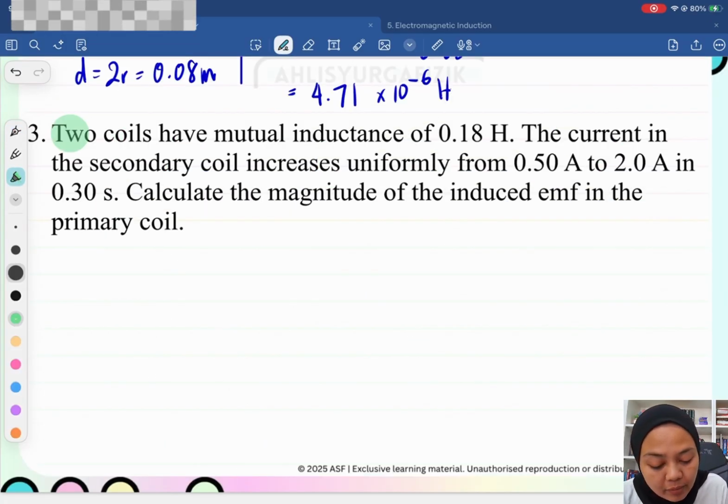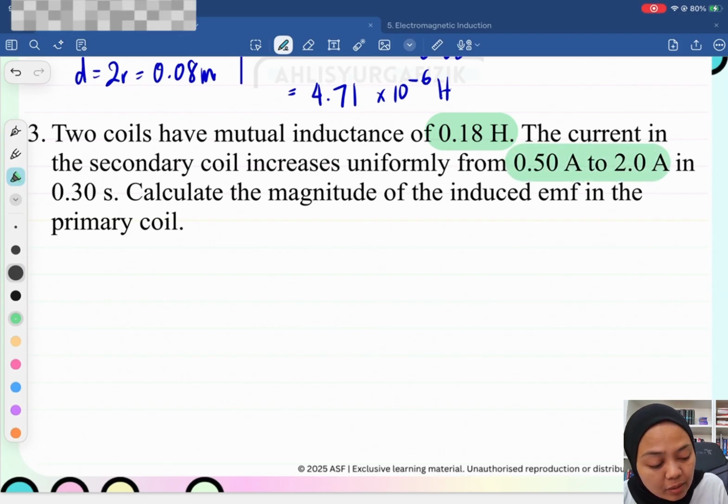Let's try question number 3. Two coils have mutual inductance of 0.18 Henry. The current in the secondary coil increases uniformly from 0.5 ampere to 2 amperes in 0.3 second. Calculate the magnitude of the induced EMF in the primary coil.